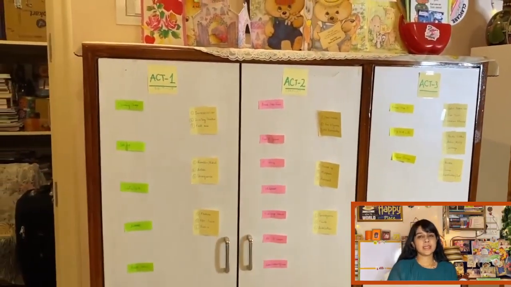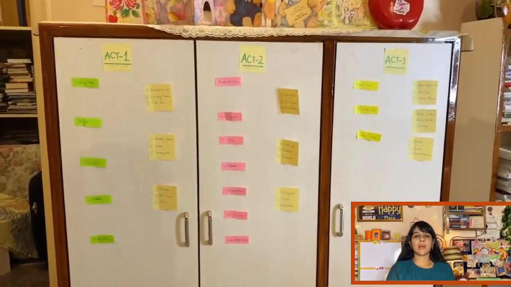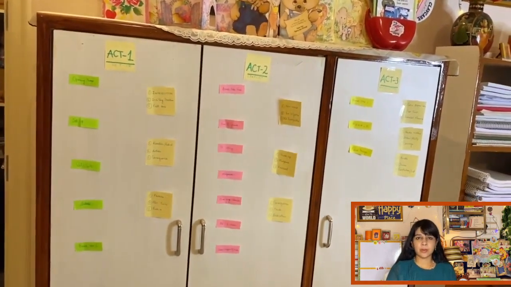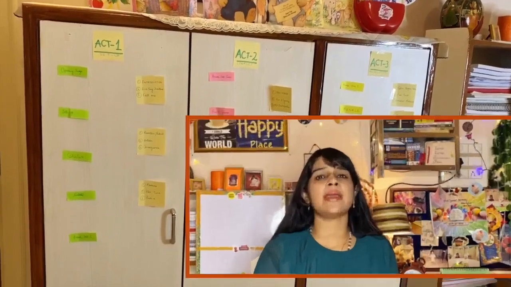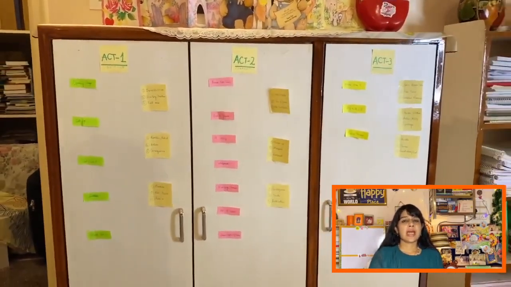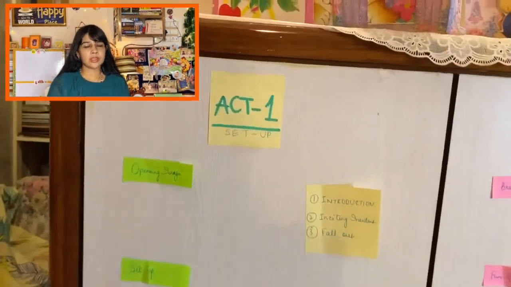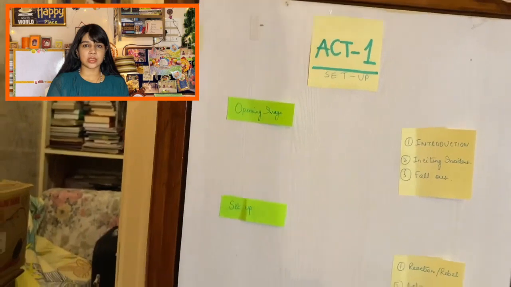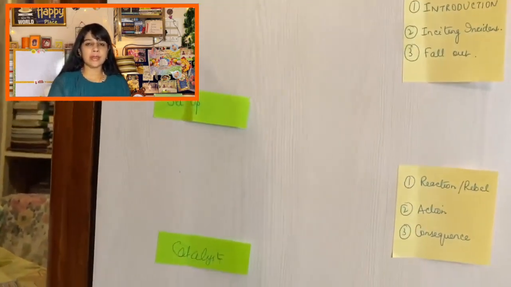Now as you can see on the sideways, I have made this a kind of a storyboard of 3 acts on one of the almirahs. Actually it had a white door, so it was very easy to make this 3-act structure on this particular almirah.